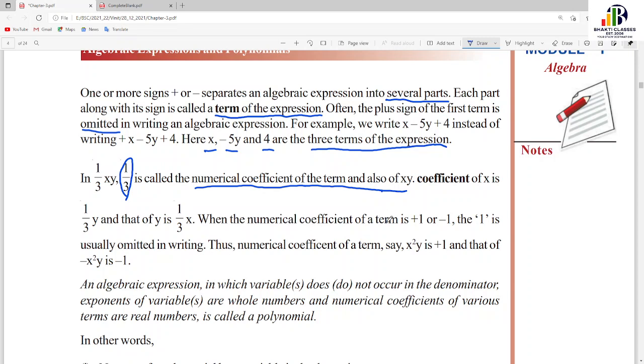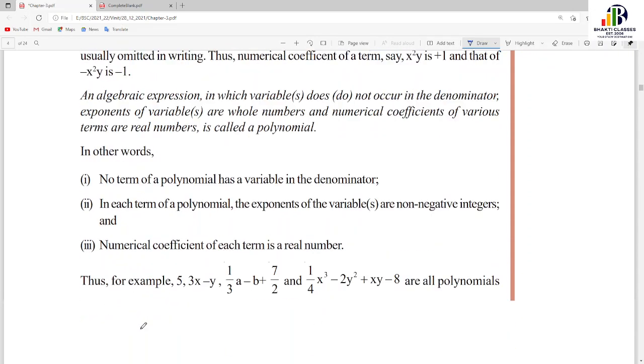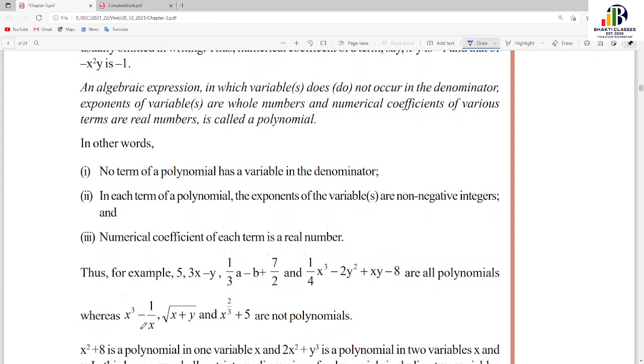When the numerical coefficient of a term is plus 1 or minus 1, the 1 is usually omitted in writing. Thus the numerical coefficient of the term x square y is plus 1 and that of minus x square y is minus 1. So, an algebraic expression in which variables do not occur in the denominator, exponents of variables are whole numbers, and numerical coefficients of variable terms are real numbers is called a polynomial.